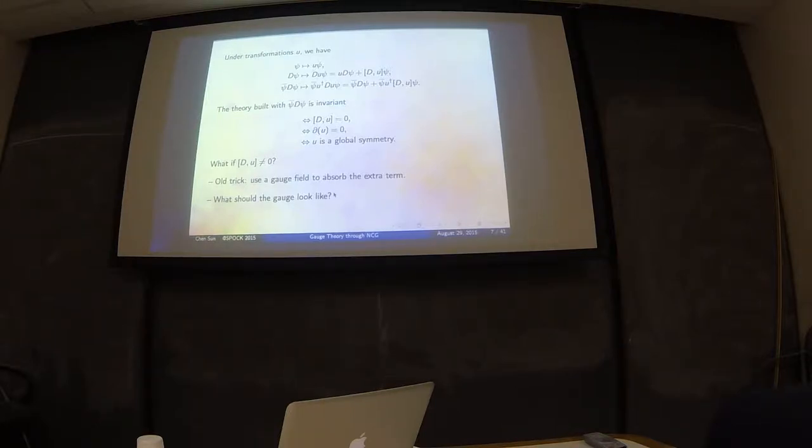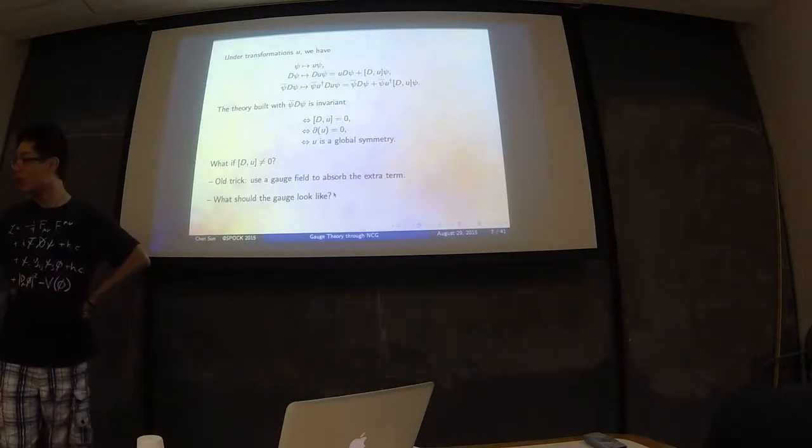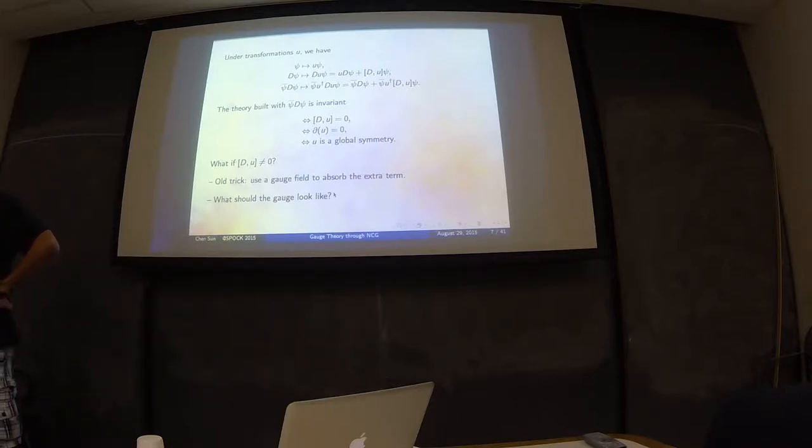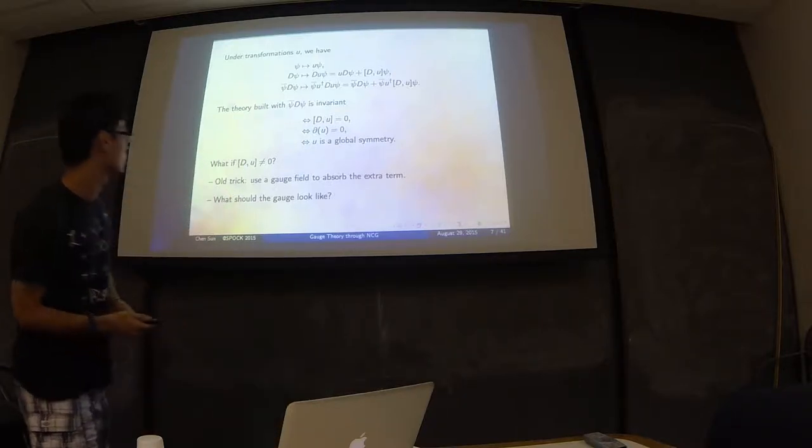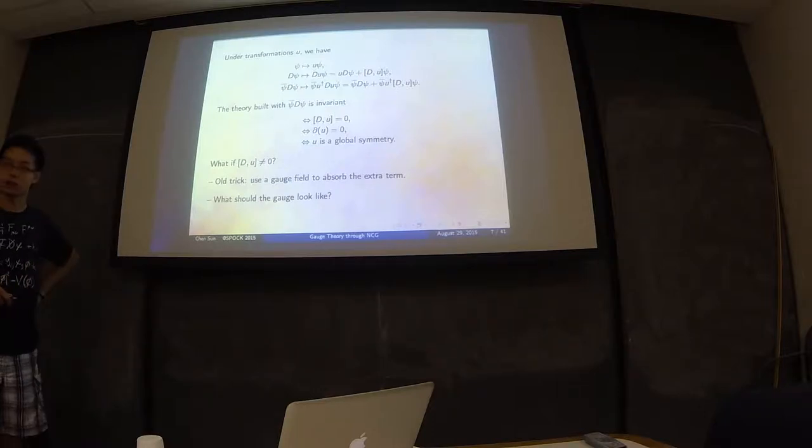Right. And this derivative, in this specific case, the Dirac operator commutating with smooth function, is the derivative term. So basically, the spinors are representations of the algebra, so the algebra element acting on the spinor makes sense. That's the idea. So the question is, what should the gauge look like?